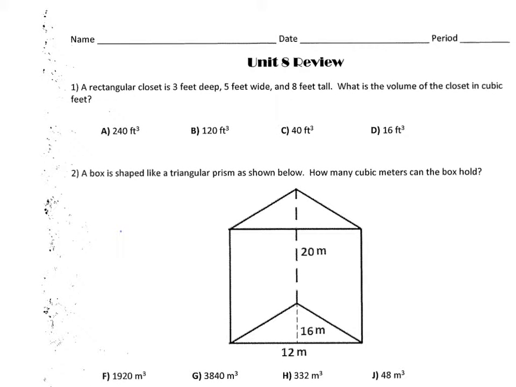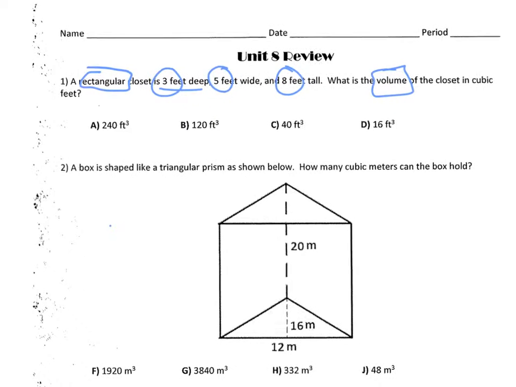Okay, so number one, a rectangular closet is 3 feet deep, 5 feet wide, and 8 feet tall. What is the volume of the closet in cubic feet? Okay, so it tells you what you're looking for.